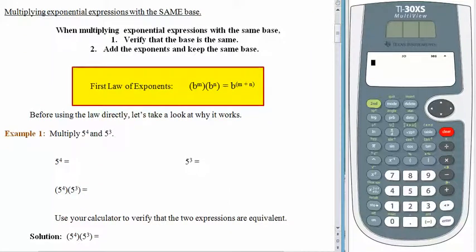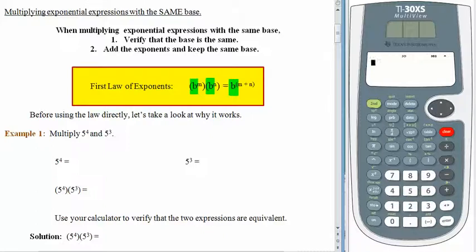If we multiply exponential expressions that have the same base, we want to make sure that the base is the same, then what we want to do is add the exponents and keep the same base. The rule is that if you've got some base raised to the m power and exactly the same base raised to some other power, then the result still has the same base, but the powers have been added. It's a fairly easy rule to use.